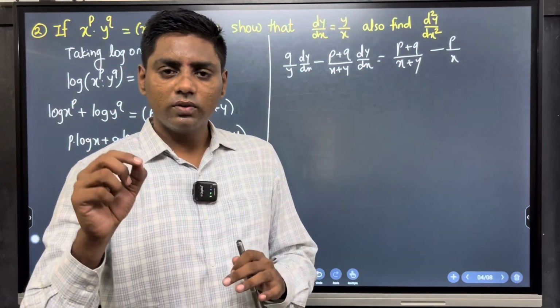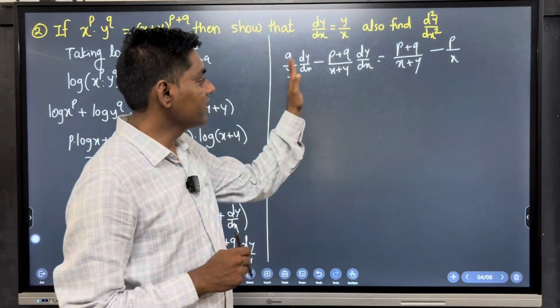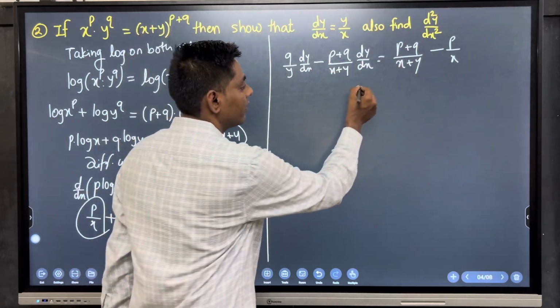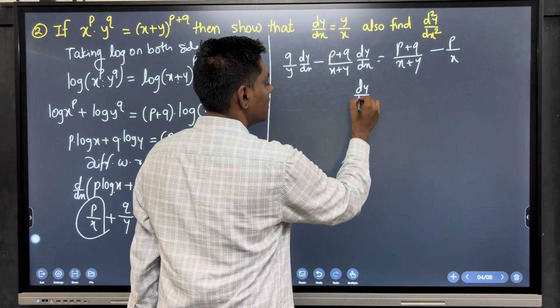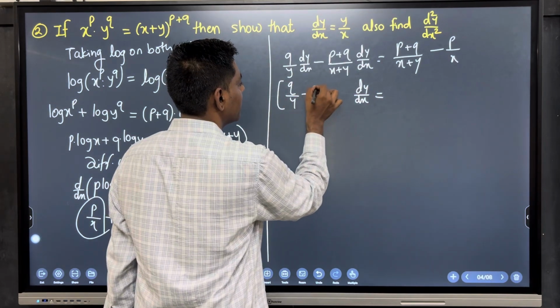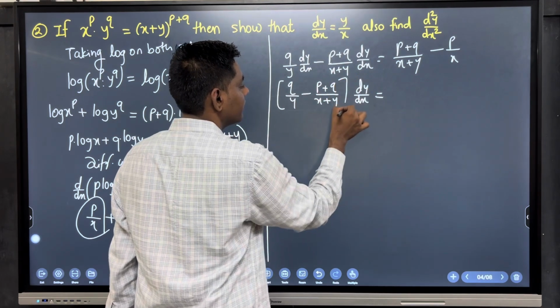Whenever you solve an implicit question, all dy by dx terms on the left hand side and non dy by dx terms on the right hand side, and after taking the common dy by dx, just solve the question by using cross multiplication. So very simple question, we are already near to completing the solution.